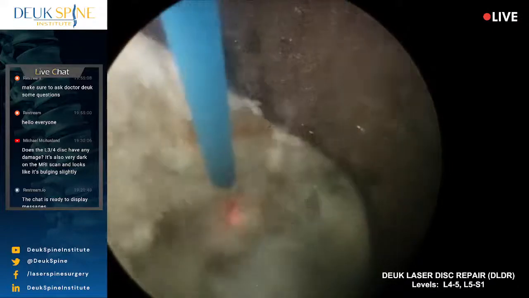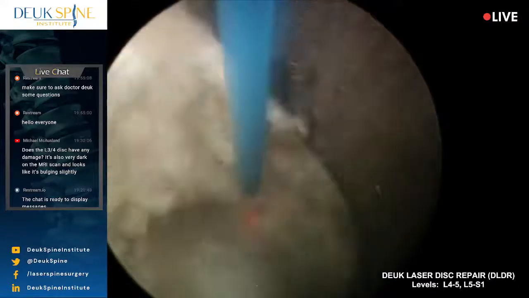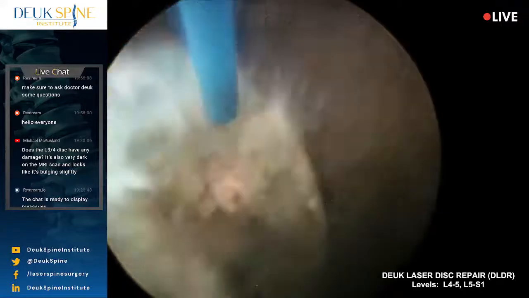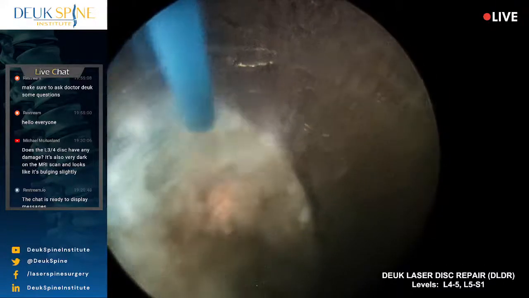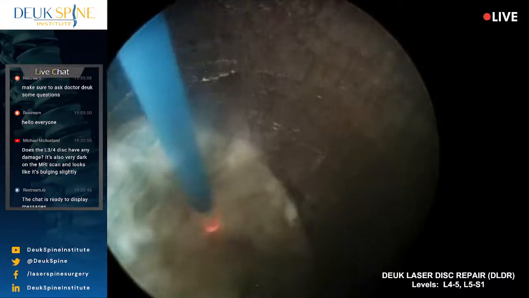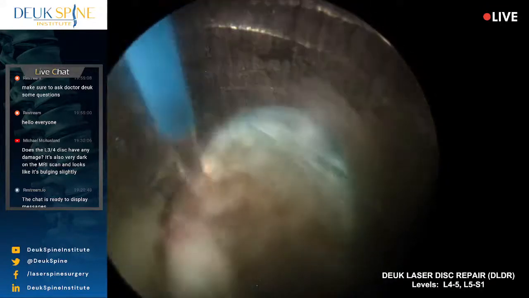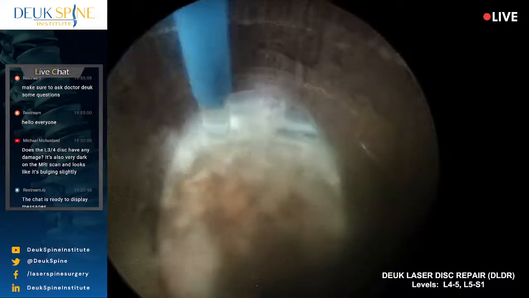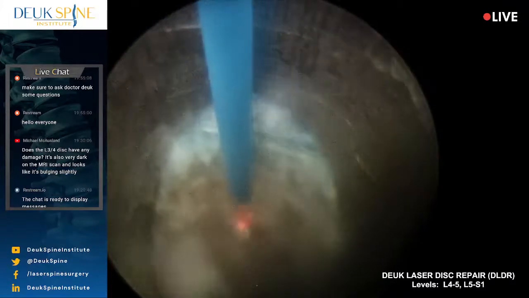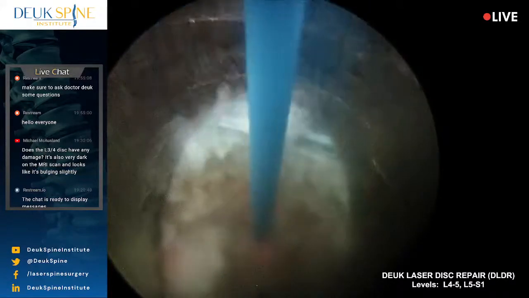Like this last patient we did, he had a disc that on the MRI looked kind of bad but not terrible. But when I got in there, it was unbelievably bad. It was like literally the whole disc blew out. Well, I asked him what his injury was. He said it was just a really bad sneeze. A bad sneeze? Yeah. No, there's more to it than that.